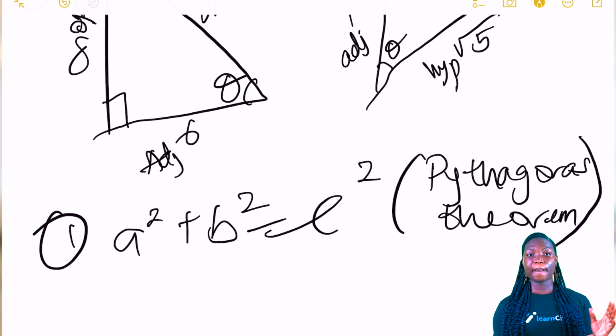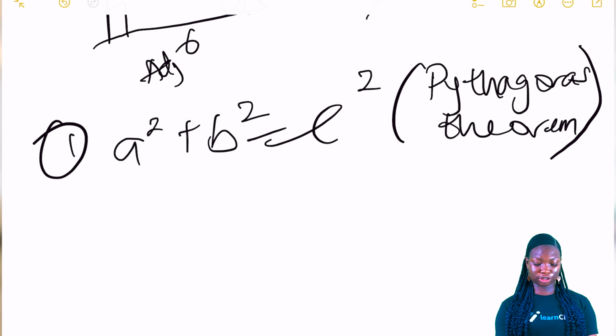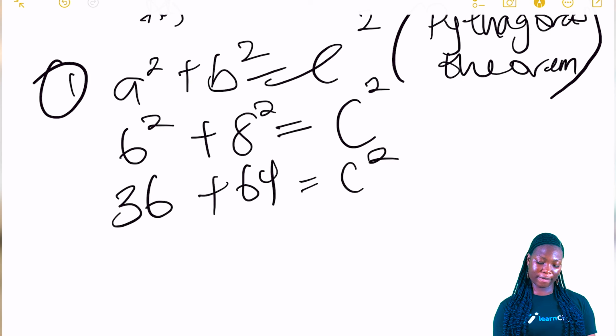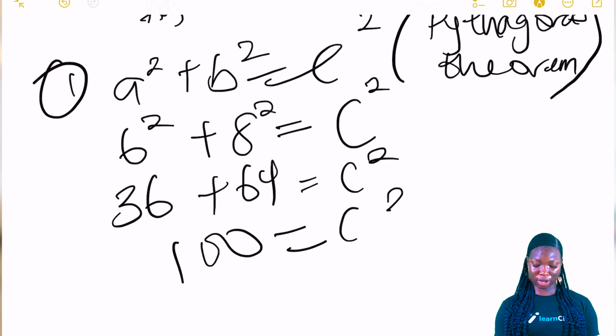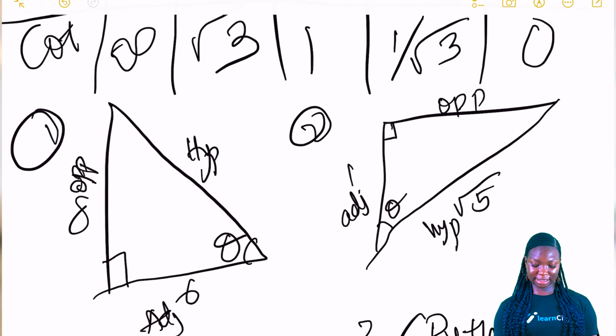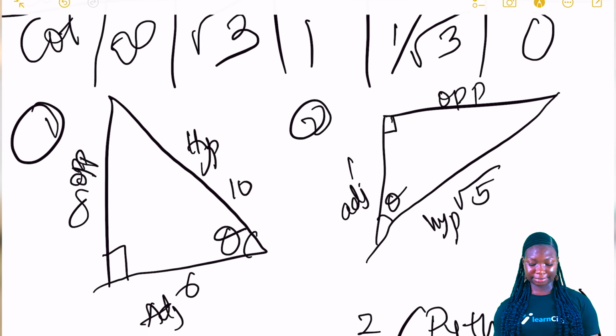We have this to be Pythagoras theorem, where we have 6 squared plus 8 squared is equal to c squared. So we have 36 plus 64 to be c squared, where we have 100 equals c squared, and we have our c to be 10. So our c is 10 here.